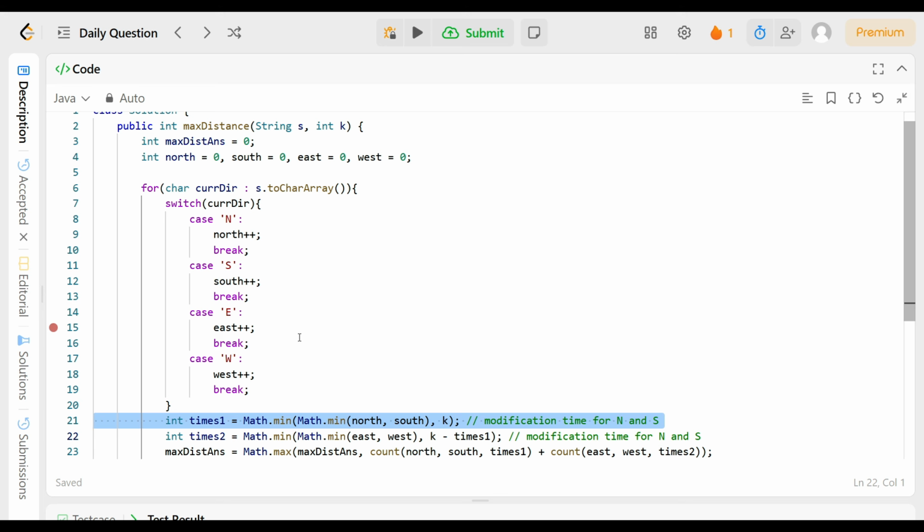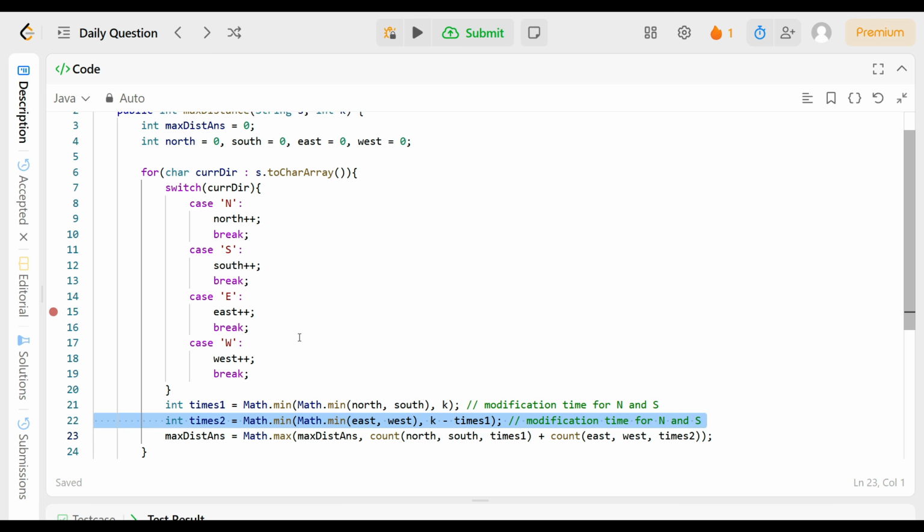Then we'll calculate times 1. We will say what is the minimum distance between north and south, what is the minimum modification we have, the modification times for n and s. Then similarly we'll calculate times 2, the modification times for east and west. So k minus the remaining times will happen, because previously there were 2 steps, step 1 and step 2, when we divide the modification process into 2 steps.